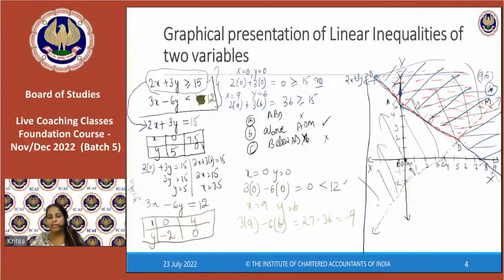Vagdev is again asking, what is arbitrary? Arbitrary is a random number. It is any value, like nothing derived from the calculation. You can just take any imaginary, your choice answer. Any random choice answer. I have taken 0, 0 because 0, 0 makes my calculation easier and faster. Okay.